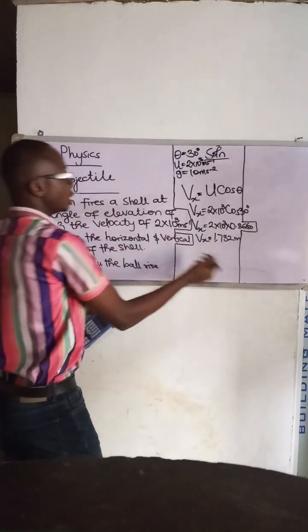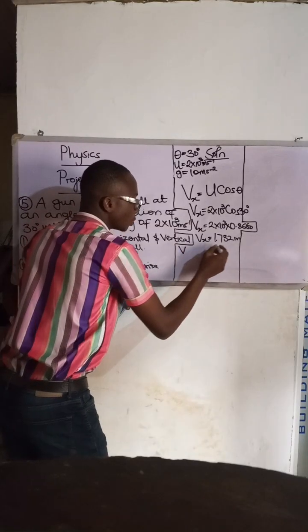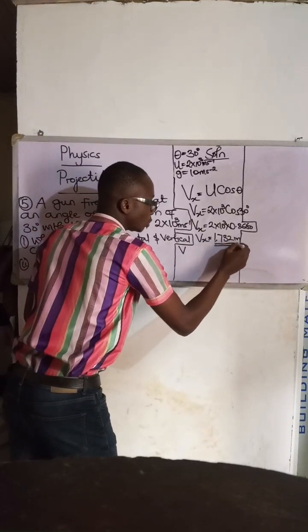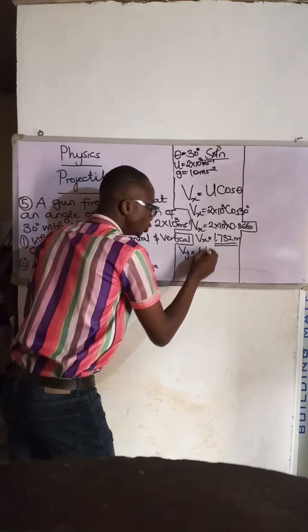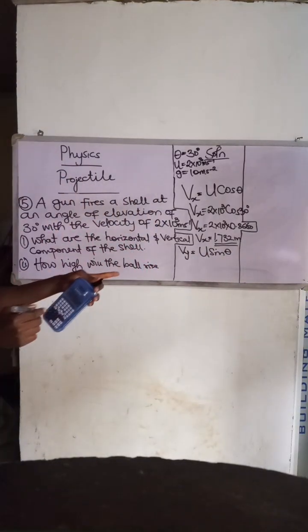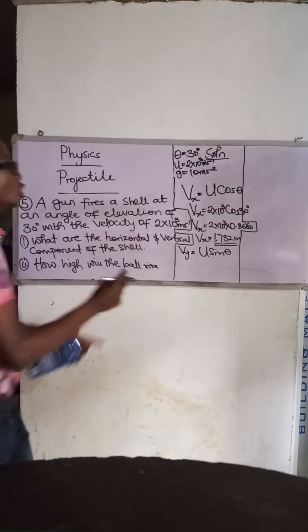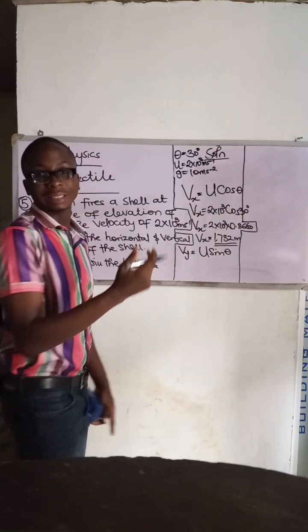Now let's calculate for the vertical component. Vertical component is V of y, which is equal to u sine theta. Can you see the difference between the horizontal component and the vertical component? Horizontal component is u cos theta. Vertical component is u sine theta.